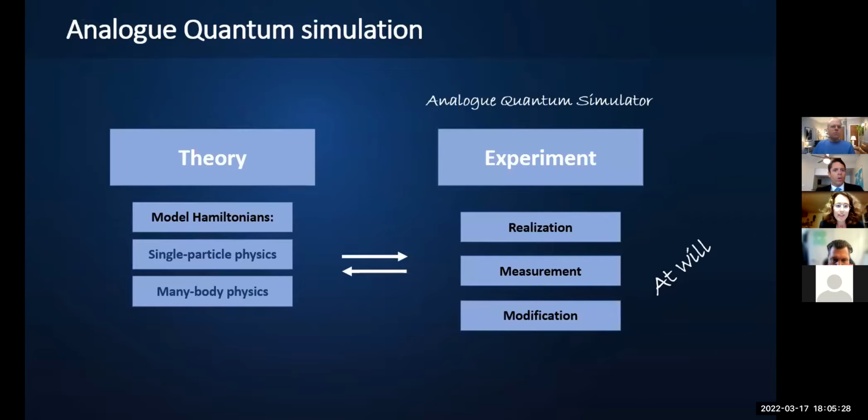And that basically means that from theory, we have a model Hamiltonian. It can be non-interacting or interacting electrons. And then in our analog quantum simulator, we have an experiment where we realize this Hamiltonian, we measure to verify if it's really the case, and then we can modify it, measure again, etc. Please interrupt with any questions if you want.